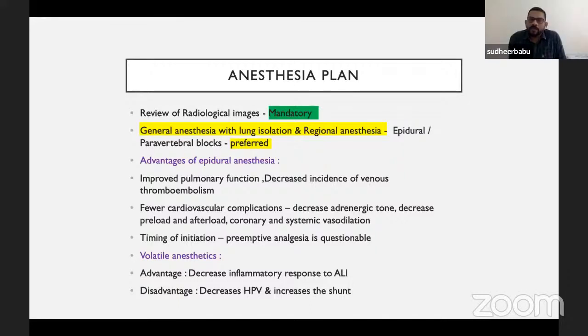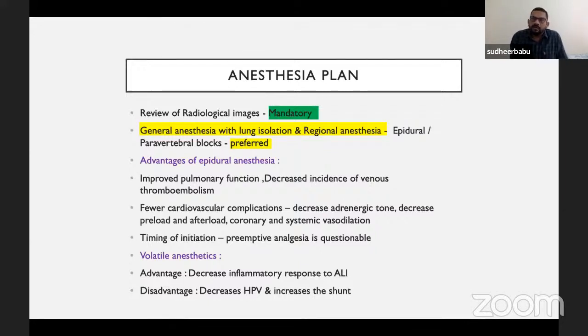So when will you put the epidural, after induction or before induction, which one is ideally preferred? Before induction of anesthesia. Okay. And make sure that before taking the patient, always review the radiological images, especially the CT scan and X-ray, to rule out any distorted tracheobronchial anatomy, especially in COPD patients. You may face difficulty while isolating the lung also.